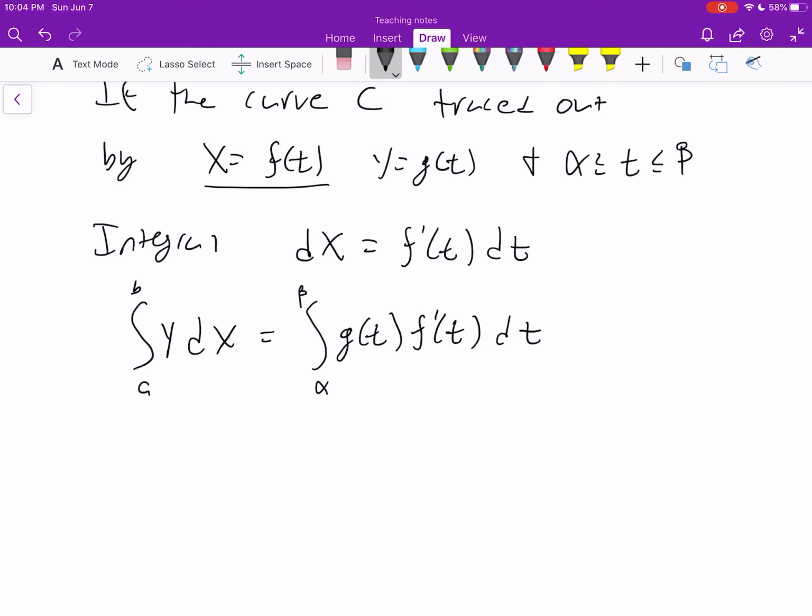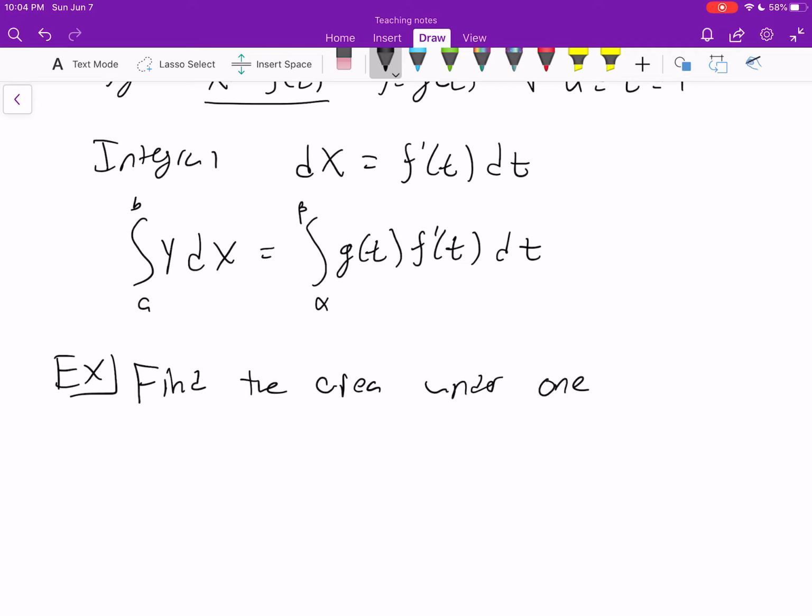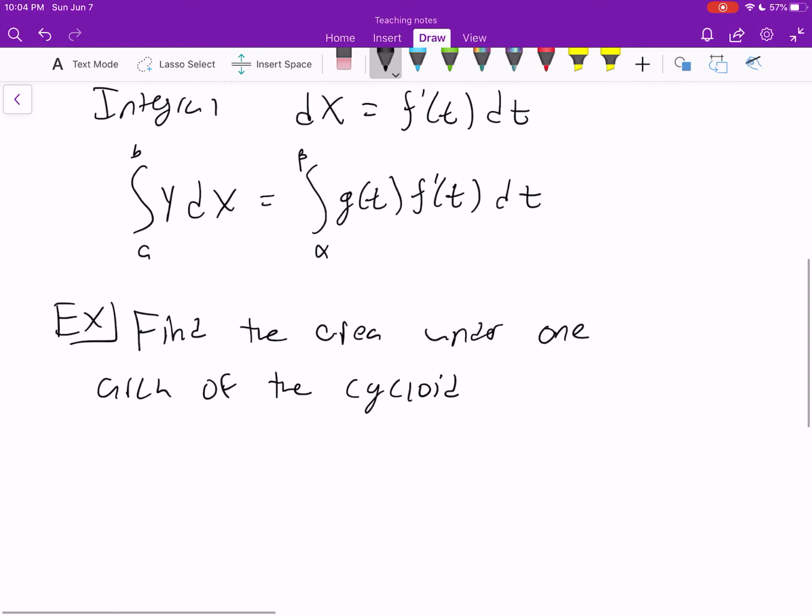Okay, so let's do an example. There's only one example for the integration. Find the area under one arch of the cycloid. They like to go to the cycloid here. X is equal to r times theta minus sine theta. Y is equal to r times 1 minus cosine theta.